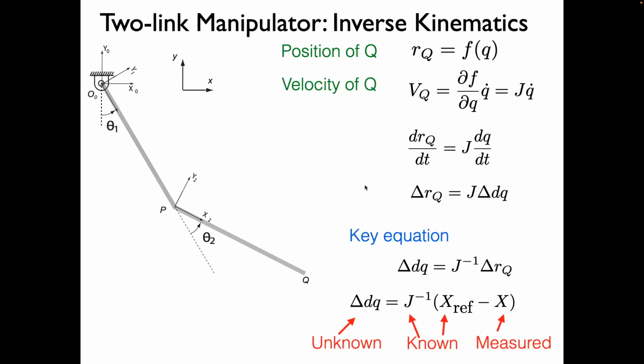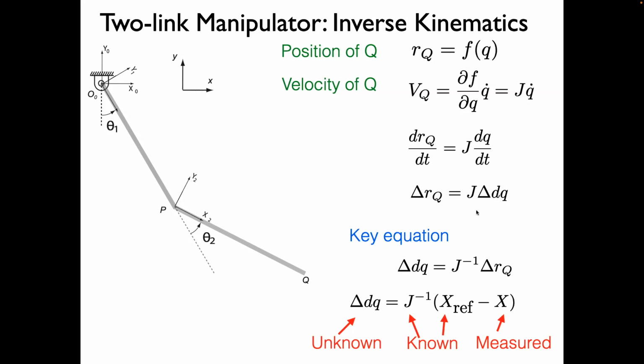Now, how do we use the Jacobian in order to compute the inverse kinematic solution? We know that rq is f of q, something we wrote down in the earlier slide. The rate of change of r is vq, and vq is df dq times q dot. This is simple chain rule, but df dq is J. So we can write vq as dr dt, q dot as dq dt, and cancel off this dt from both sides. What we get is the change in rq, or change in position of q, is J times the change in θ1 and θ2.